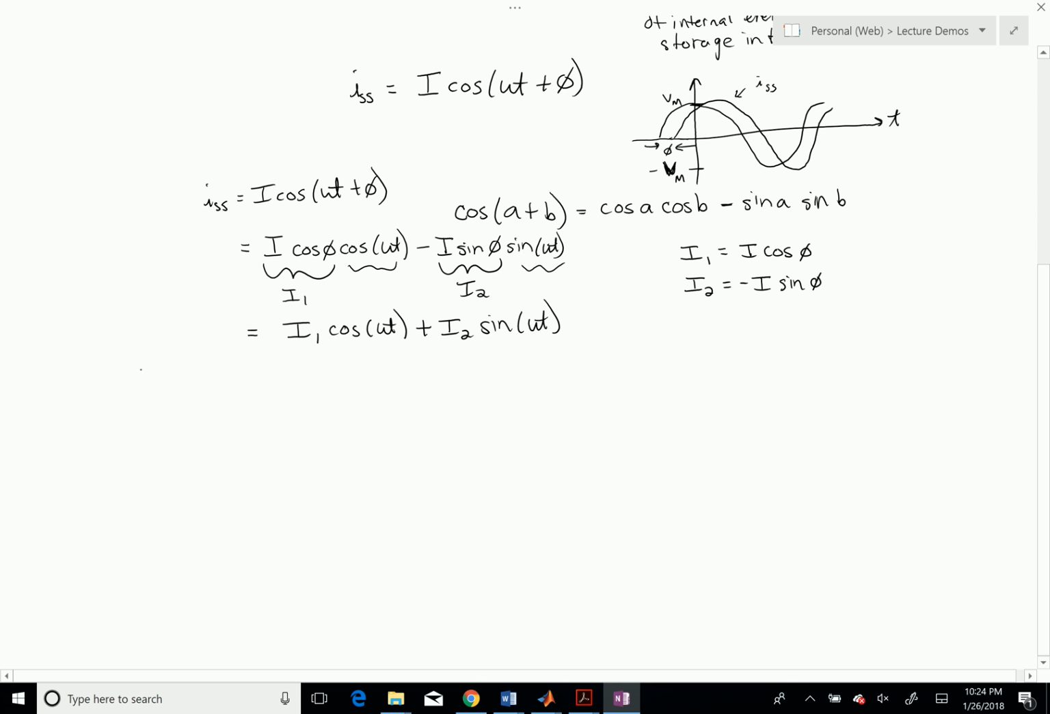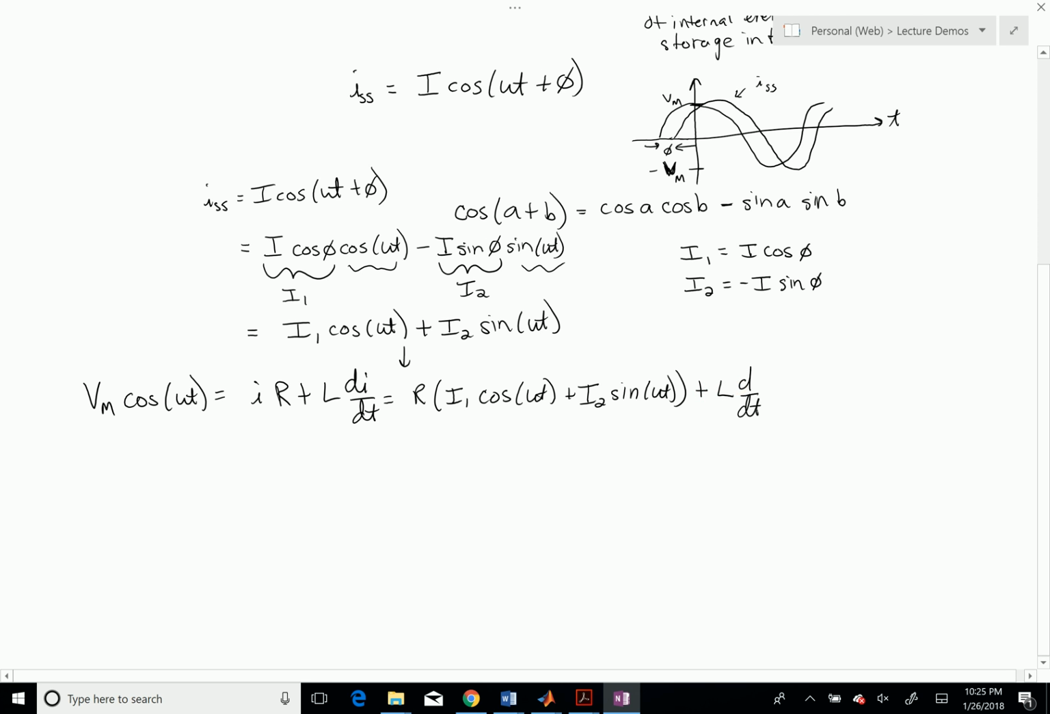Now, what do I do with that? Well, I plug this back into our original equation. So our original equation was Vm cosine omega t equal to I r plus L di by dt. So we plug this into that equation. That says that I have r times I1 cosine omega t plus I2 sine omega t, like that. And then I have L times the derivative of that current. All right, so L times d by dt of I1 cosine omega t plus I2 sine omega t, like that.